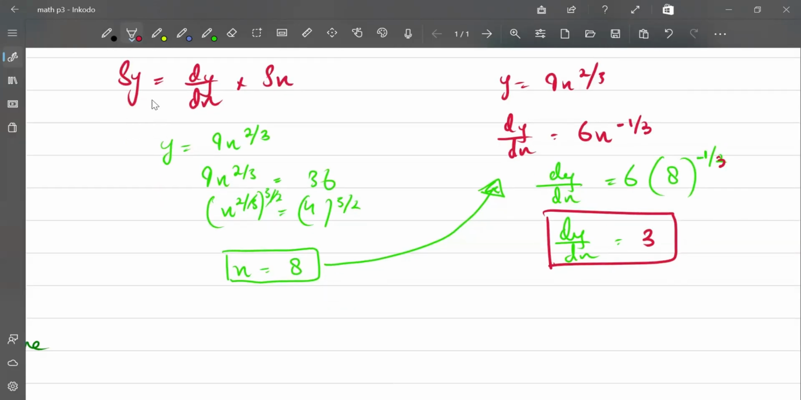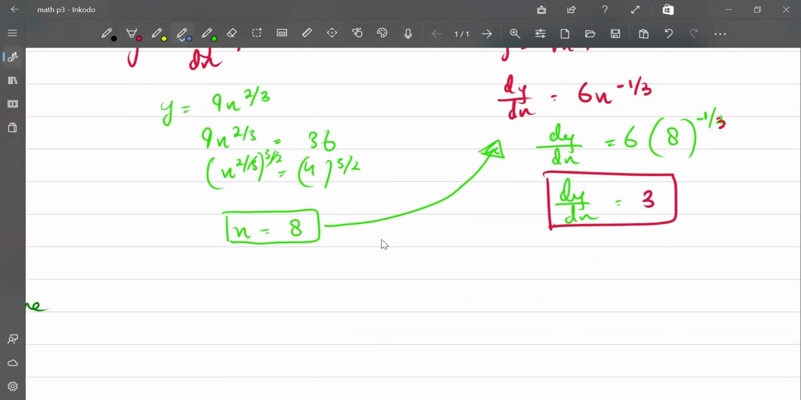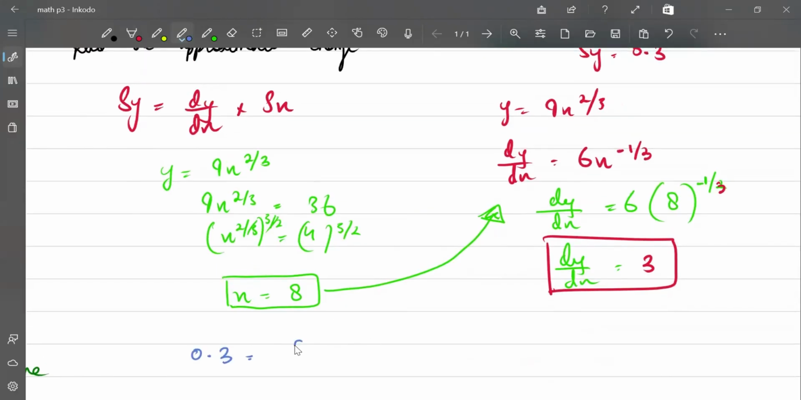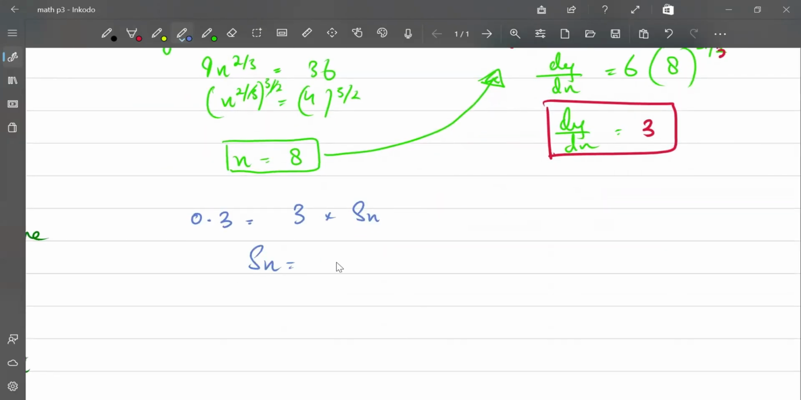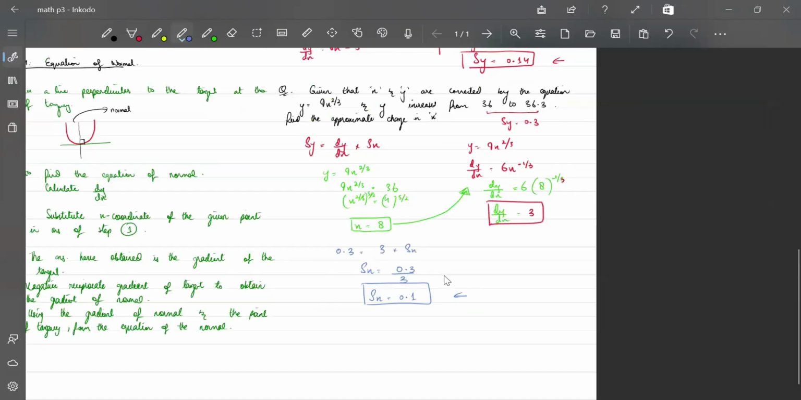Now just simply apply it into this formula. All right, we have small change in y, which is given in the question, which is 0.3. And dy over dx is 3, and we need to calculate small change in x. So small change in x would be 0.3 divided by 3, which is 0.1, right? So that's it. Okay. So let's move on to our next model, right?